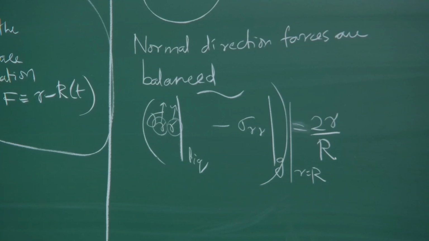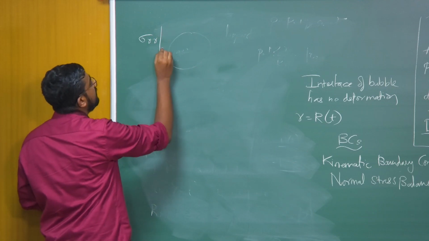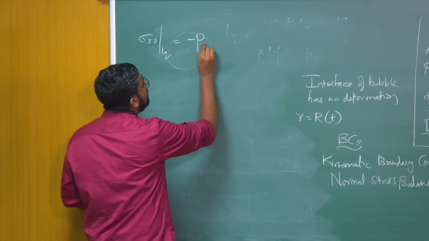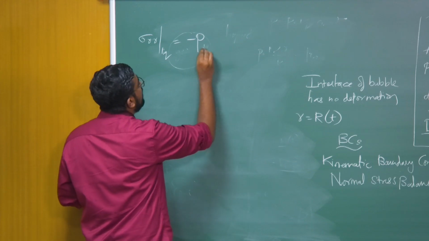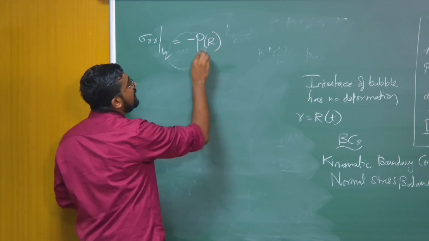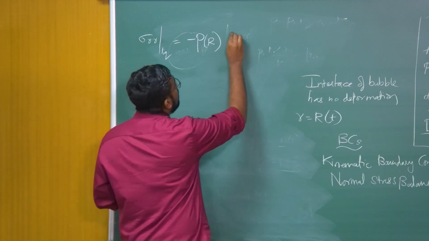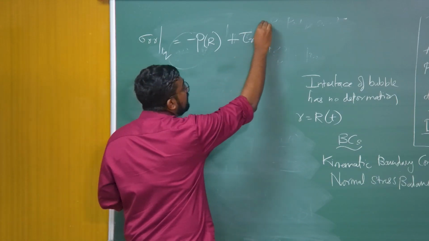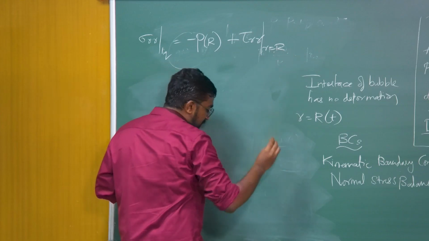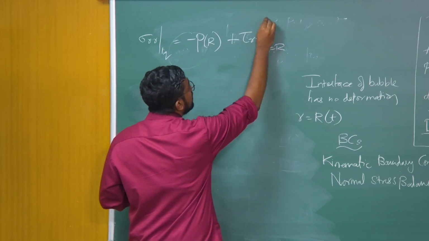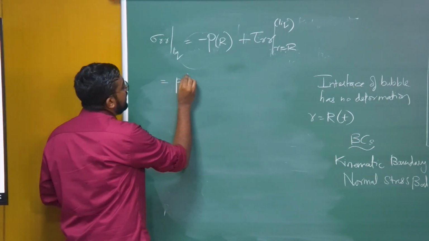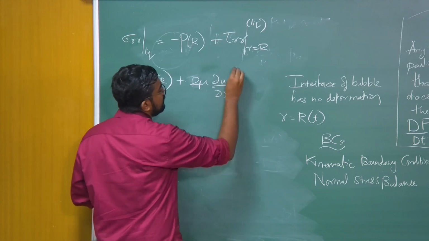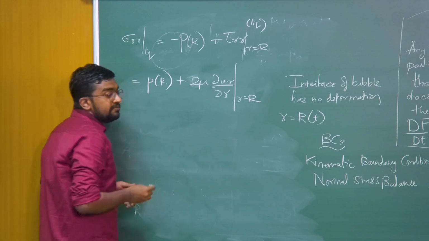So, sigma RR from the liquid side will be given by the negative of the thermodynamic pressure. We will call it P liquid, so it is P of R, at r equal to capital R, plus tau RR, where tau RR is the viscous stress at r equal to capital R for the liquid side. Both are on the liquid side. So, this will be P of R plus 2 mu dou UR by dou r at r equal to capital R.